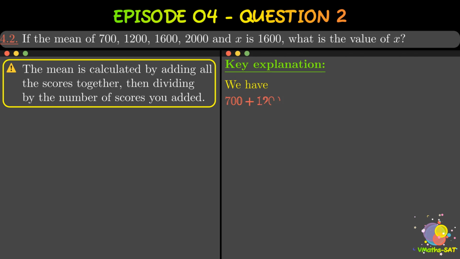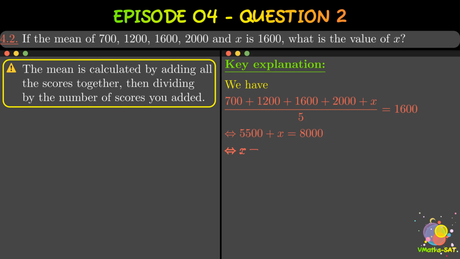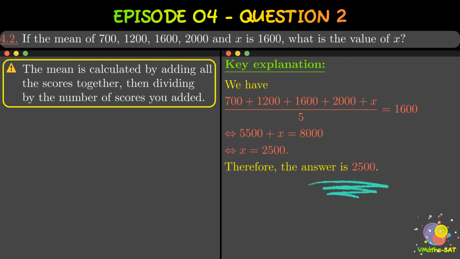The mean of the 5 numbers is 1600, so we have the sum of 700, 1200, 1600, 2000, x divided by 5 is equal to 1600. Which is equivalent to saying that 5500 plus x is equal to 8000. Solving for x in this equation, we find that x is equal to 2500. Therefore, the answer is 2500.